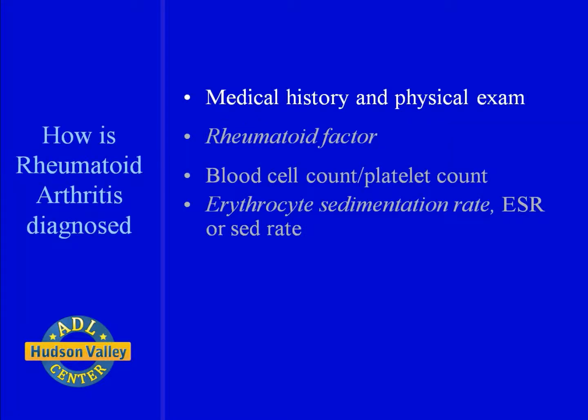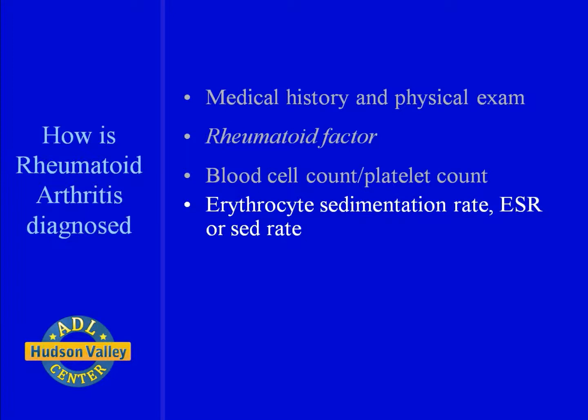How is rheumatoid arthritis diagnosed? Medical history and a physical exam by a physician are used to diagnose rheumatoid arthritis. In laboratory tests, someone with RA may have an antibody in their blood called rheumatoid factor. If the red blood cell count is low, a platelet count, to measure the number of cells in the blood that help it to clot, may be ordered.